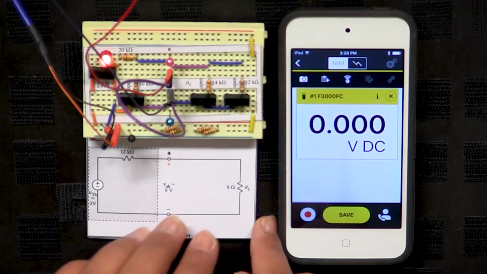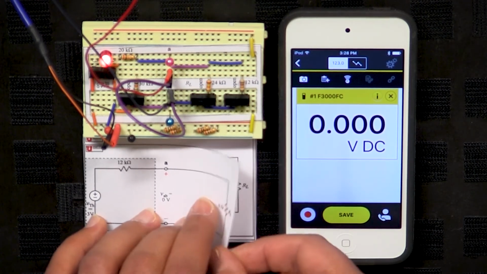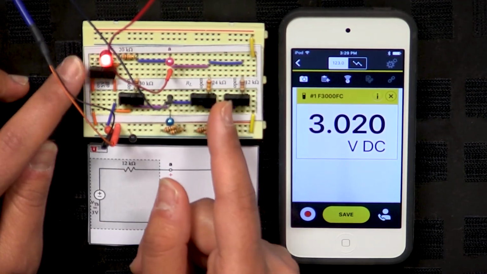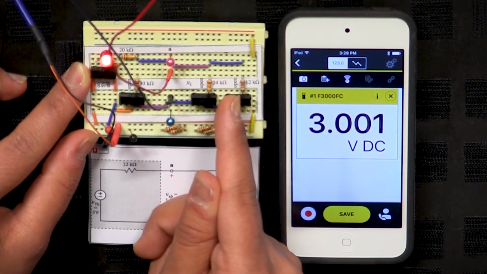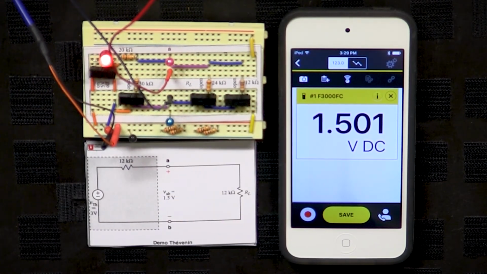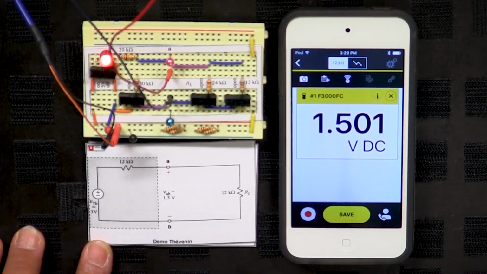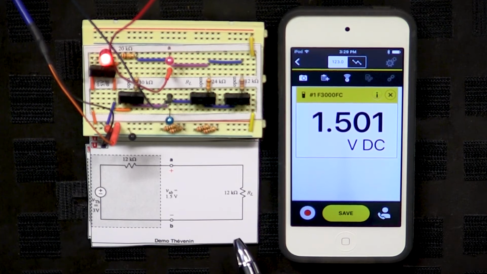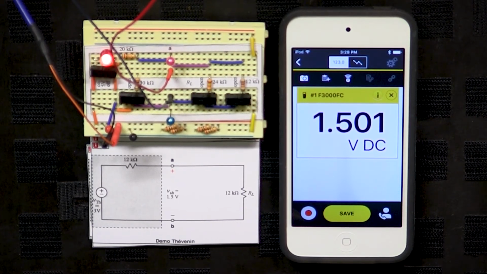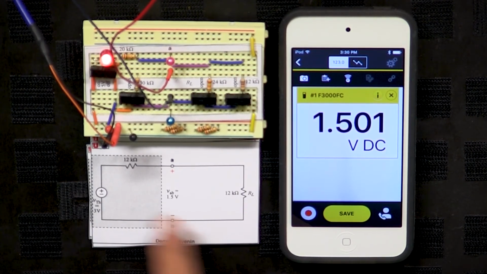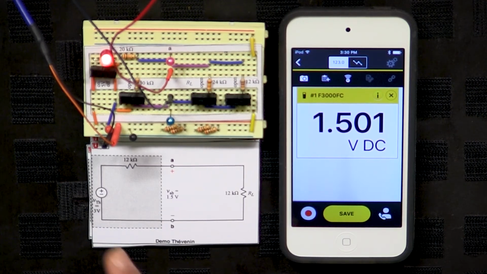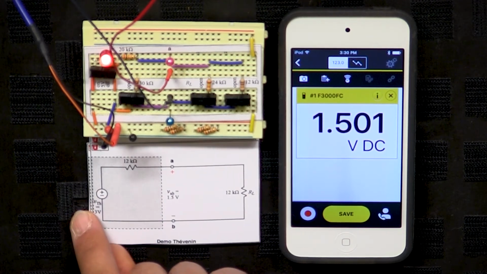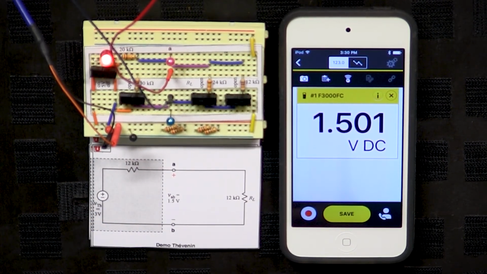Okay, so now let's make it a little bit more complicated by turning this 12k ohm and getting it involved in the circuit. So now this is a schematic of our circuit. Looking at this schematic, if we want to find the voltage across 12k, it's just going to be half of the voltage, because you have two 12k's in here, so you're expecting half of the voltage of the power supply to be across 12k. So we are expecting it to be 1.5 volts.